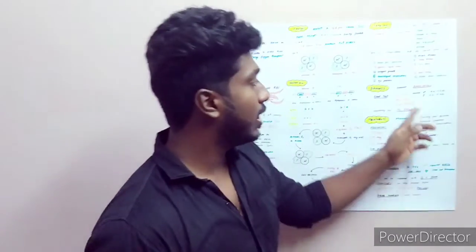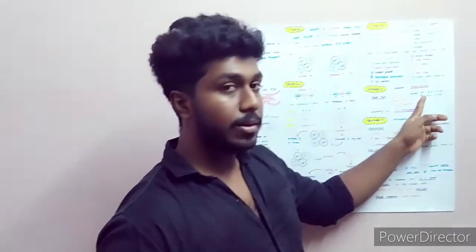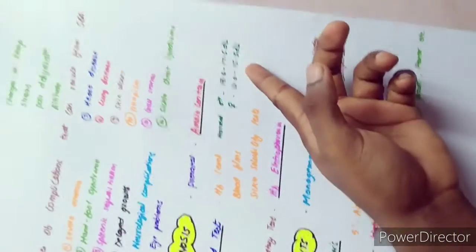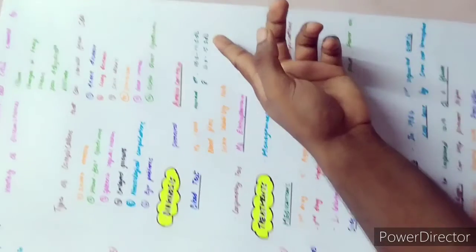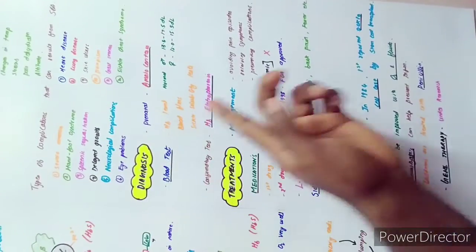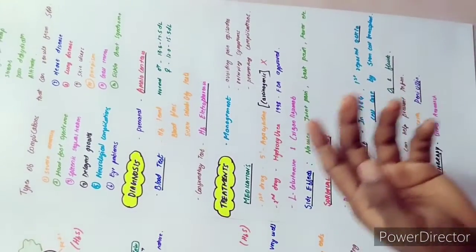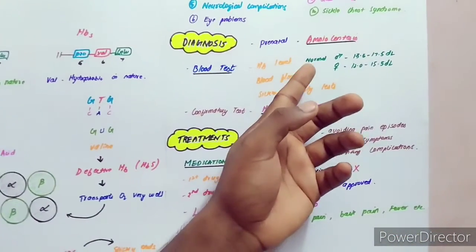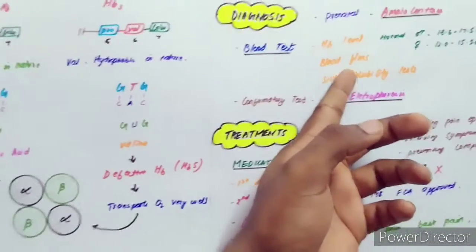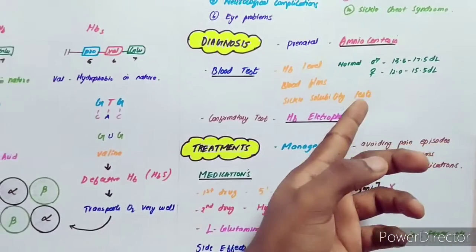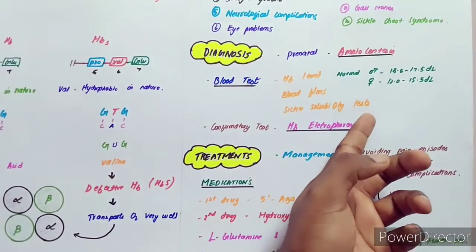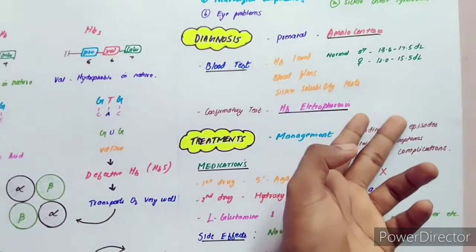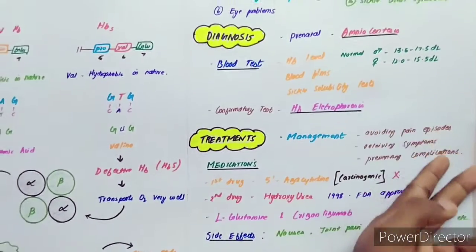The normal hemoglobin level seen in males is 13.5 to 17.5 per deciliter, and in females 12 to 15.5 per deciliter. In the case of sickle cell anemia, the hemoglobin level will be 5 to 8 per deciliter, and in the blood film we can see the sickled RBC, and the sickle solubility test is also done. The confirmatory test is hemoglobin electrophoresis, where the different types of hemoglobins appear.